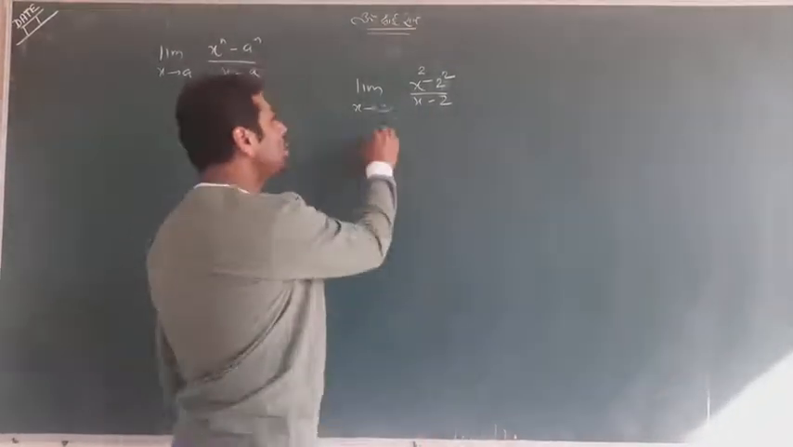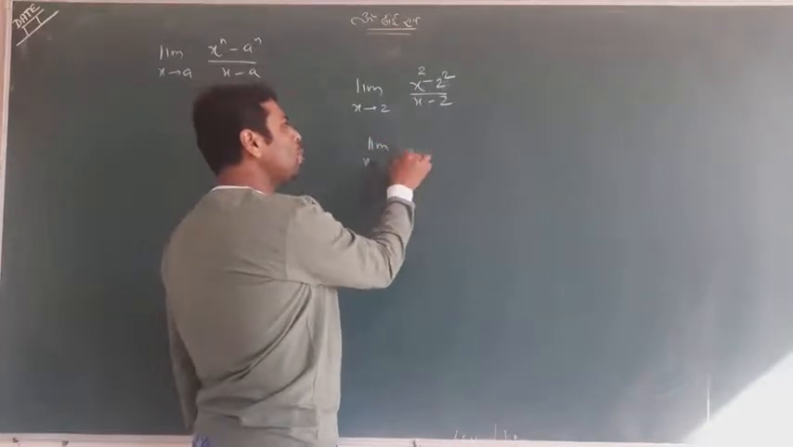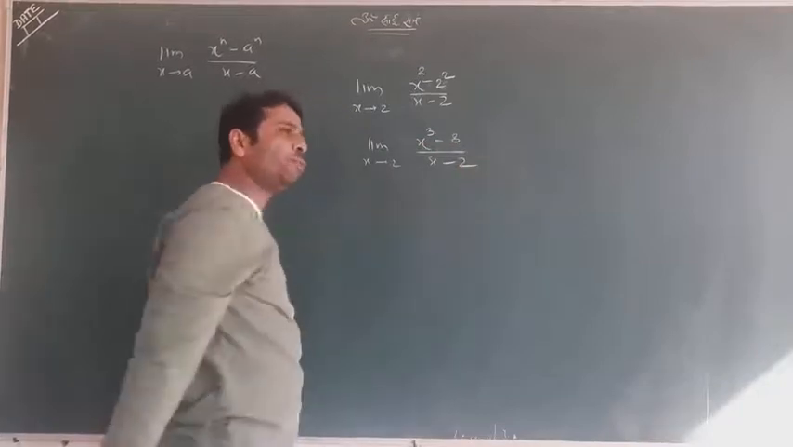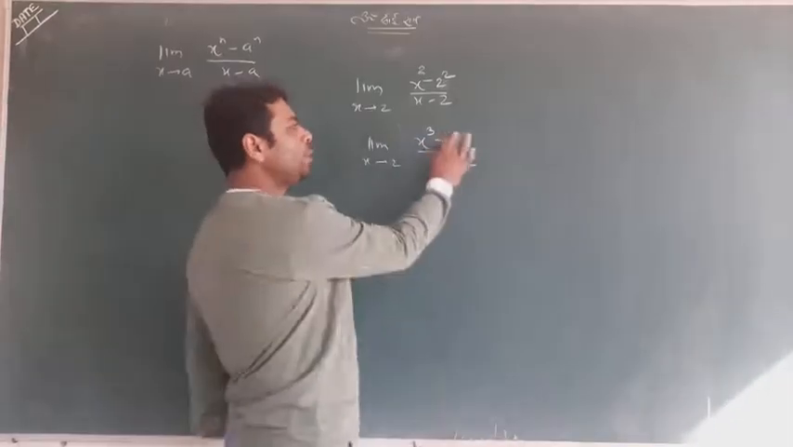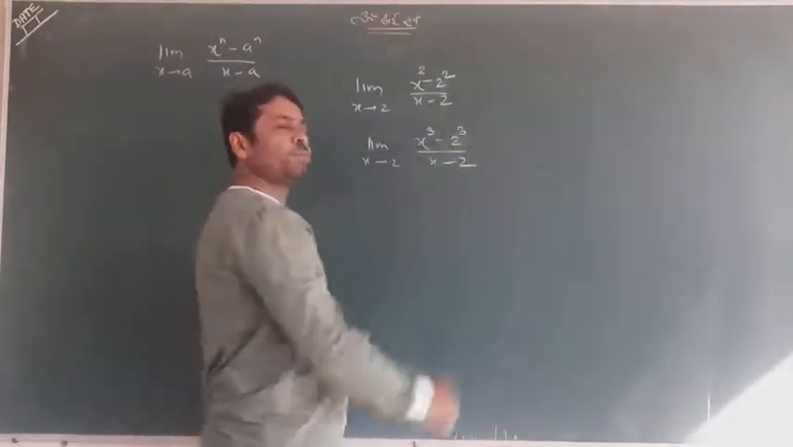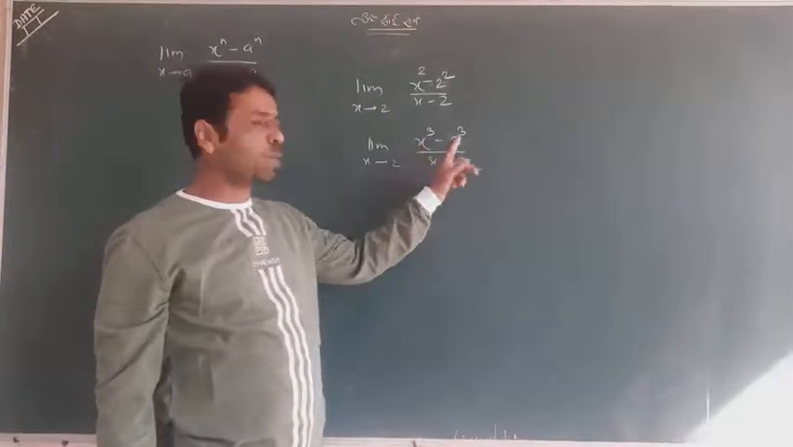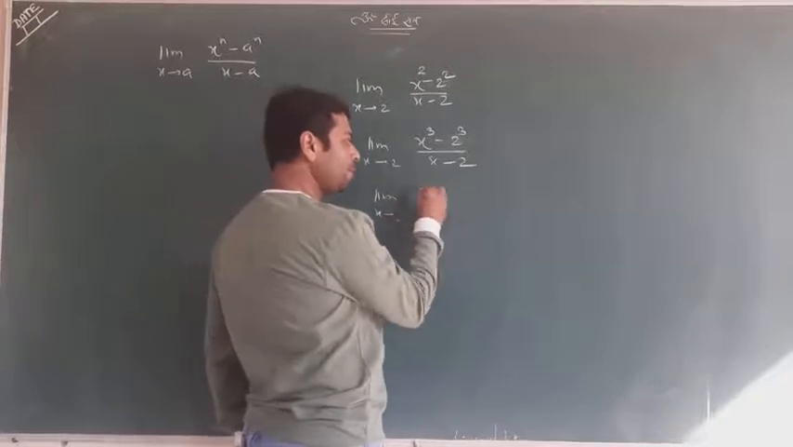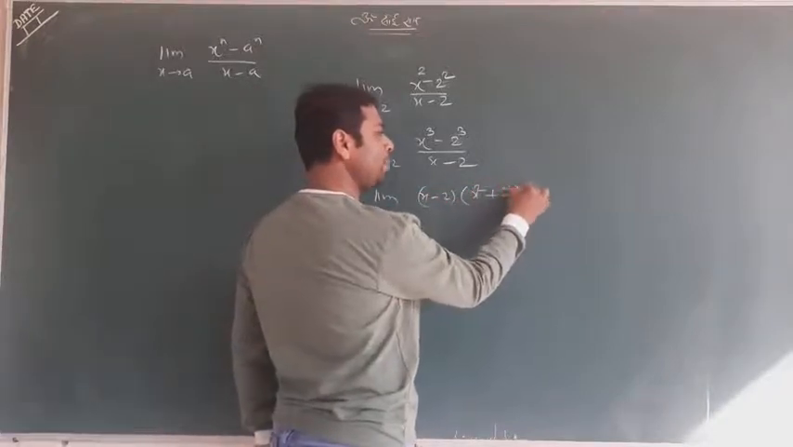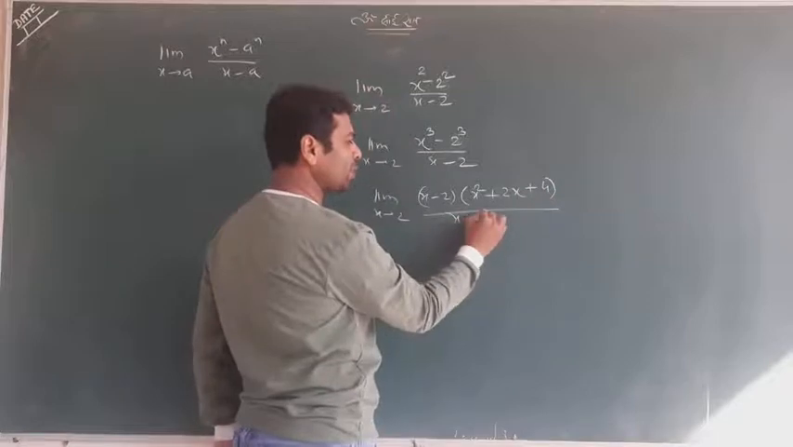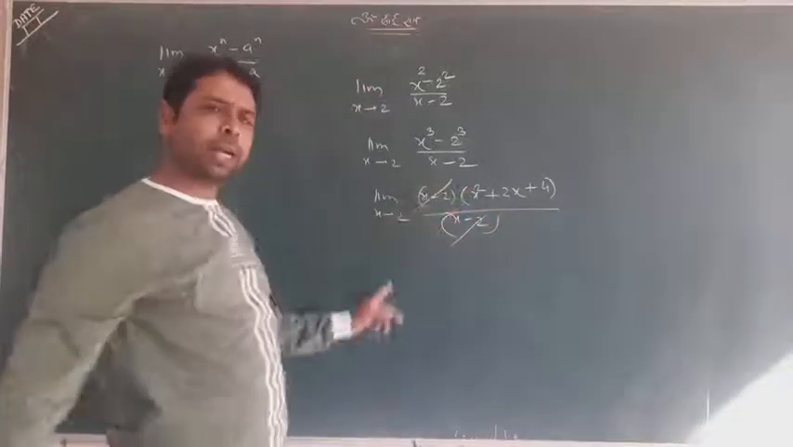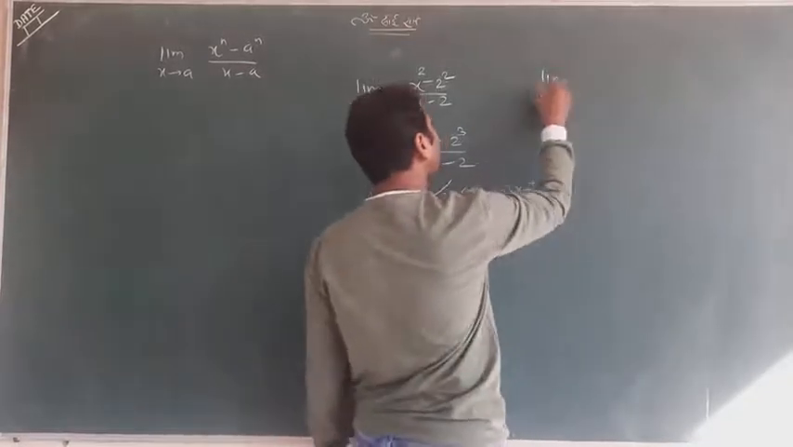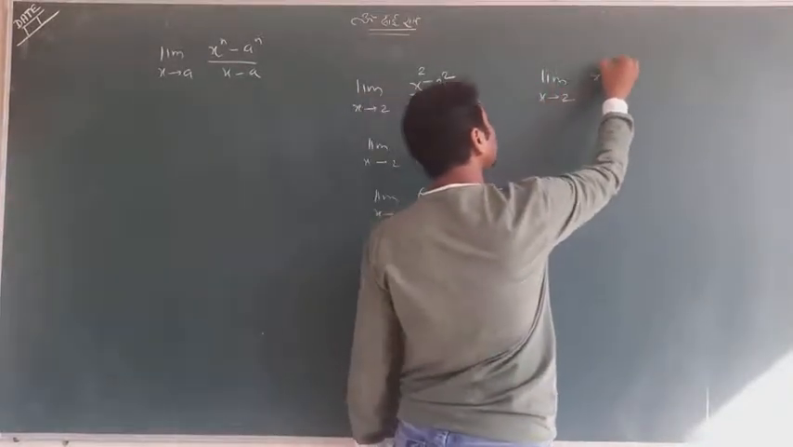In the rest you can put the limit and get the answer. Instead of that question, suppose you have the question x cube minus 8 upon x minus 2. Again you are free to use the same method. You will write 8 as 2 cube. You will use here a cube minus b cube as (a minus b)(a square plus ab plus b square), upon x minus 2. So one part will cancel, and in the rest you can put a limit and get the answer. But if the question is coming to you like that, try to understand.